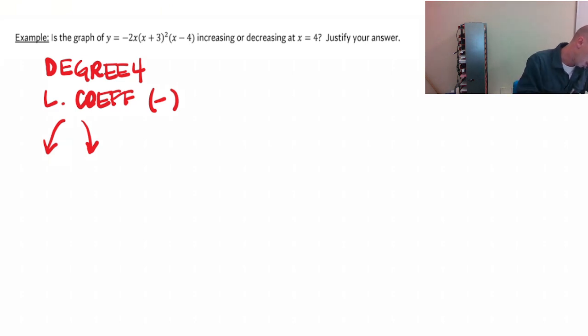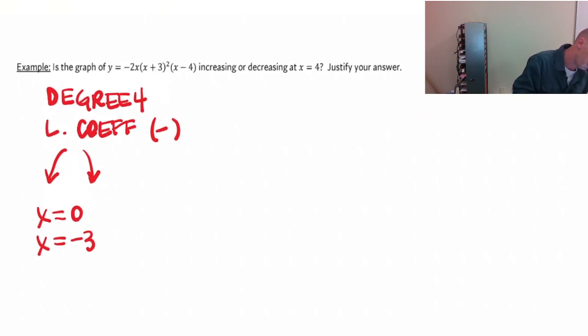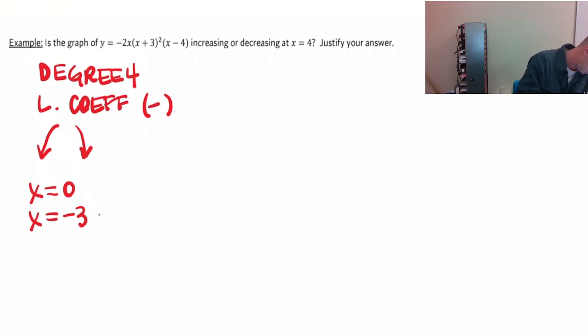Okay, and then I'm going to write out the zeros. I've got -2x could equal 0 when x was 0. So I've got x equals 0. That's going to be a single root because there's no other exponent on the x. x equals -3 would be a 0 because that would make x plus 3 equal to 0. That's going to be a double root. Throw that out there.